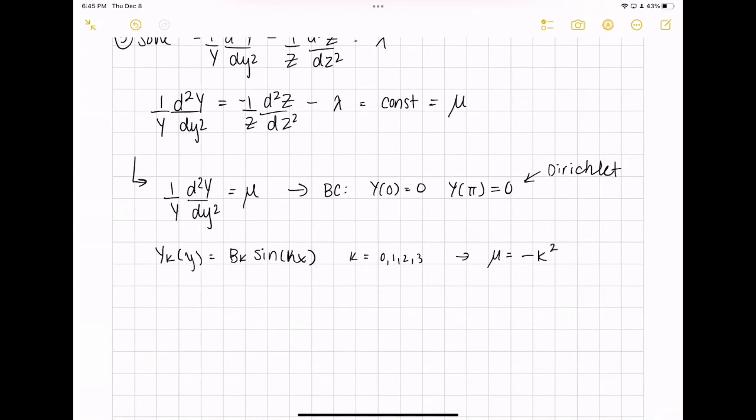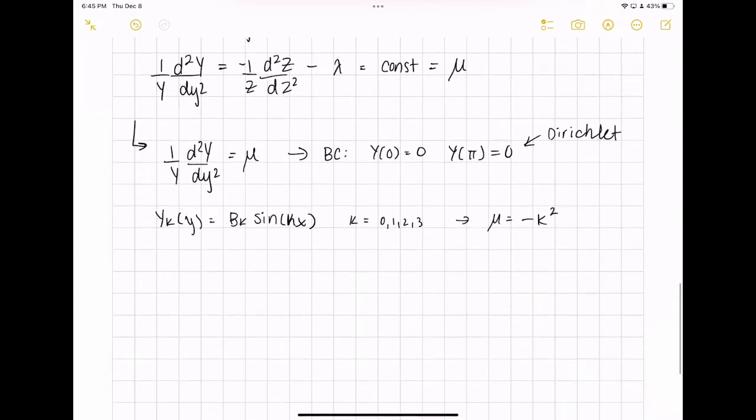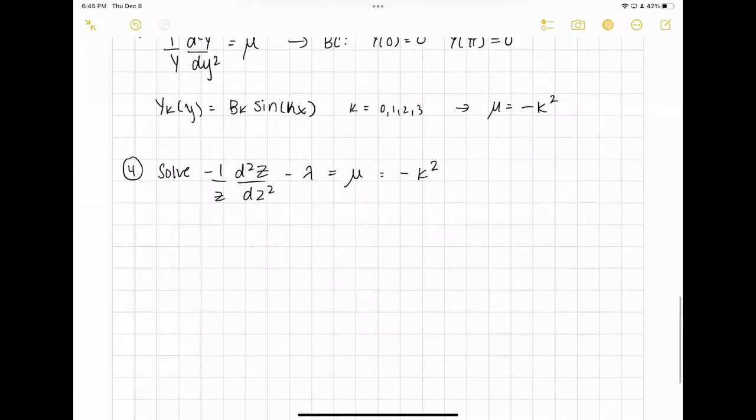All right. Now that we have this, we can finally move on to our z. So we want to solve, just now that's negative k squared. So bring it to the other side.